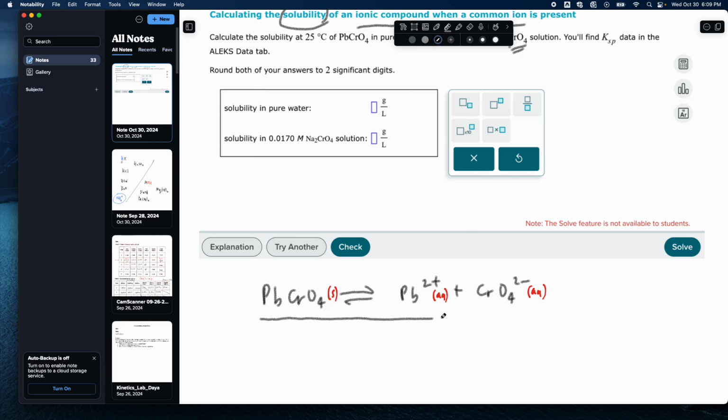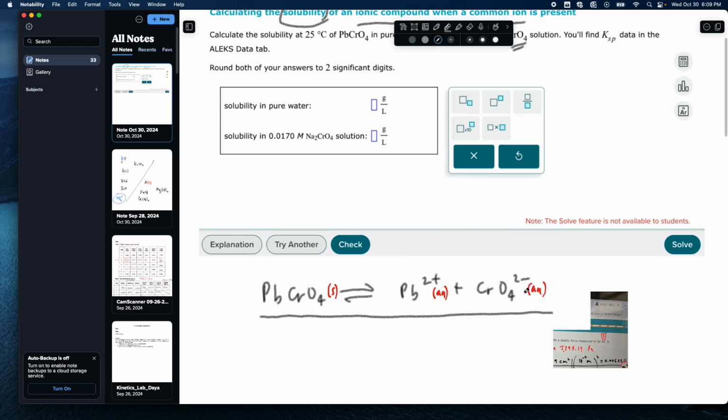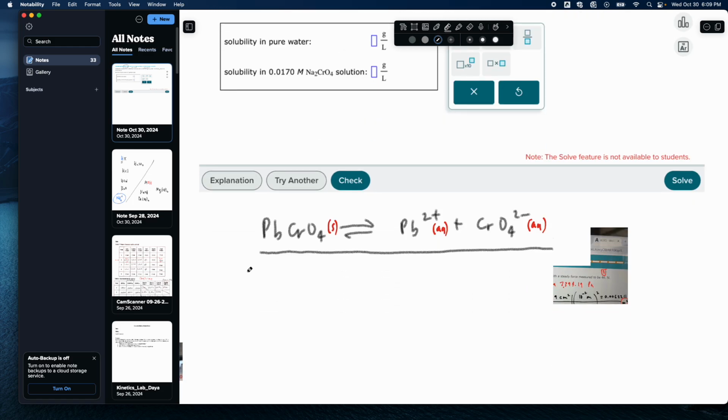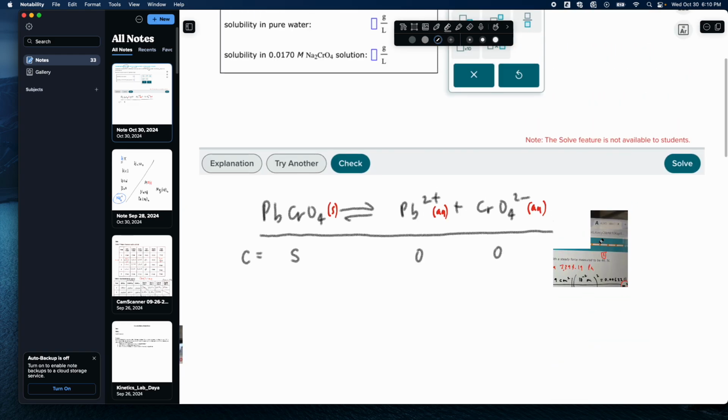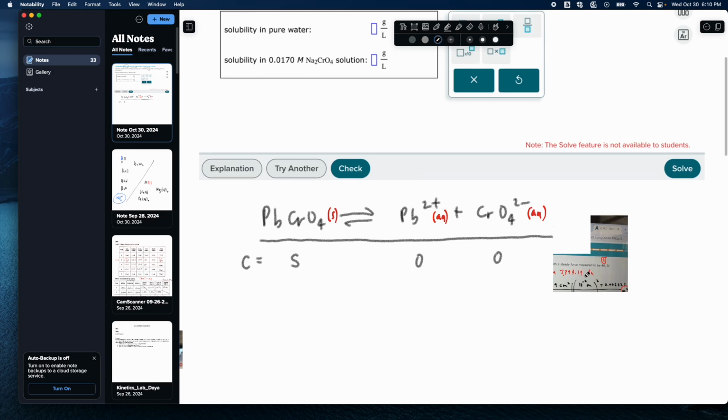Okay, so lead 2 chromate. And how much goes in the solution? Well, let's say S goes in the solution. So we have pure water in the beginning, so we start with S concentration of this stuff, and we start with 0 concentration of that and 0 concentration of that. So this is my initial, change, and equilibrium. There's my ICE table.